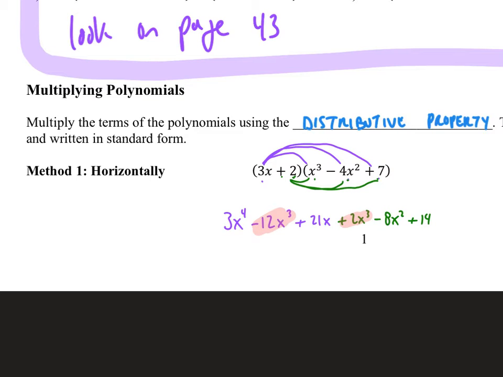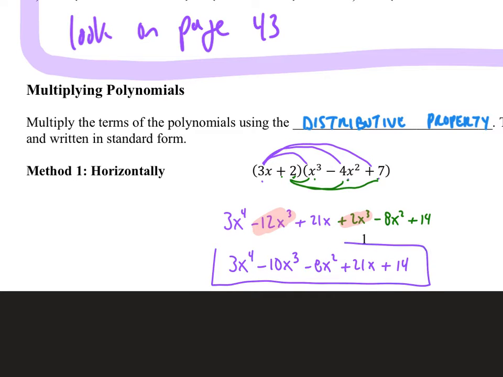So that would be 3x to the 4th. Negative 12 plus 2 is negative 10x cubes. And I have negative 8x squared, positive 21x's. All right, so there's our product. Easy peasy.